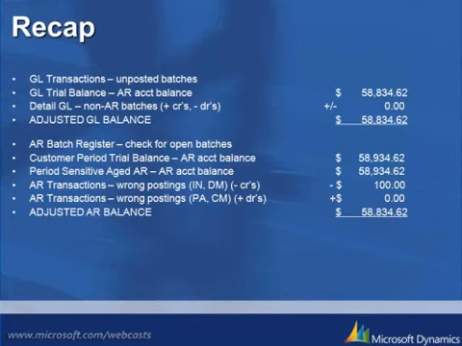And the next report we looked at was the GL trial balance report, and from that particular report we grabbed the AR account balance, which in this case happened to be $58,834.62. Then we went to the detailed general ledger report to look for any batches that did not originate from accounts receivable entries. If there's anything there, you're going to want to add in your credits and subtract out your debits. We didn't find anything on those particular reports, so that remains at zero. And that would then take you to your adjusted GL balance. So we stay at our $58,834.